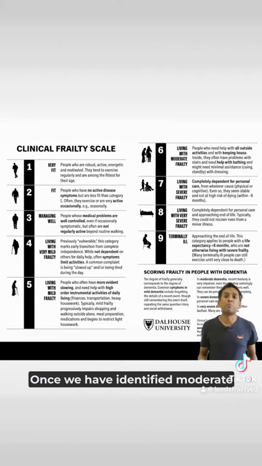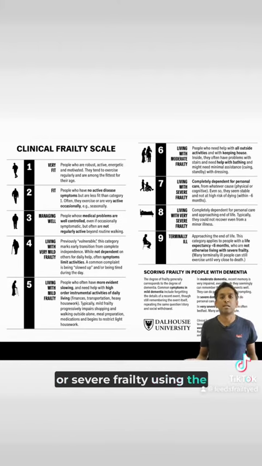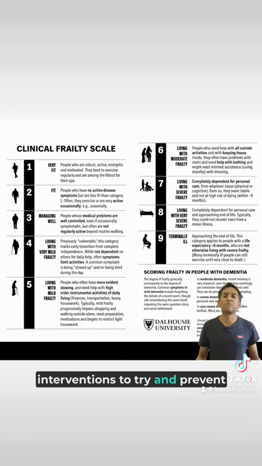Once we have identified moderate or severe frailty using the Clinical Frailty Score, we can identify people who are at higher risk from things like falls, care home admission, hospital admission, and we can put in place interventions to try and prevent those things happening, things like falls reduction programs or deprescribing.